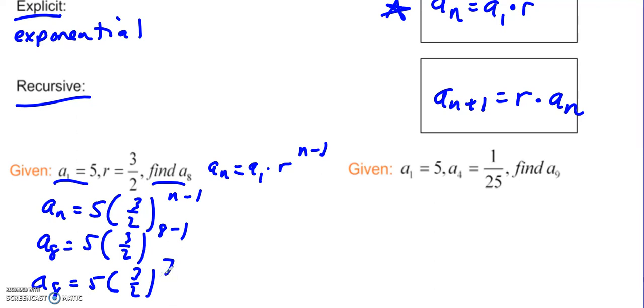And make sure that you're following the order of operations. In your calculator, please make sure to take 3/2 to the 7th first and then multiply that by 5. And if you do so, your final answer will be 85.43.